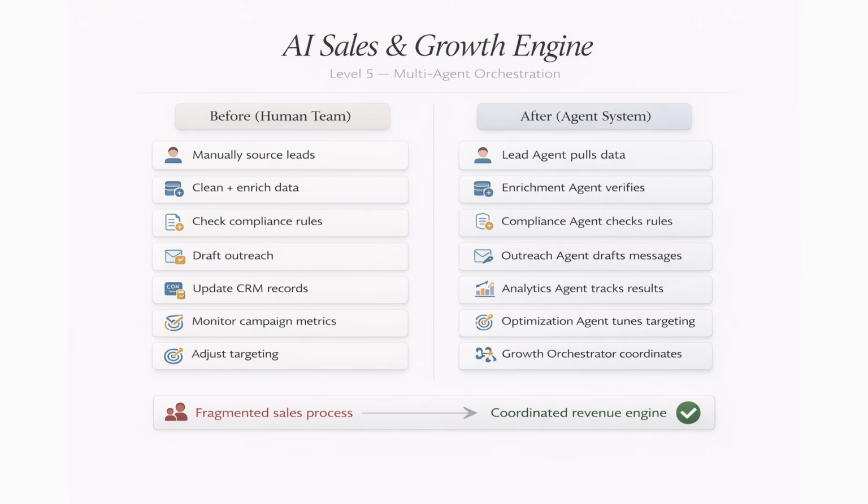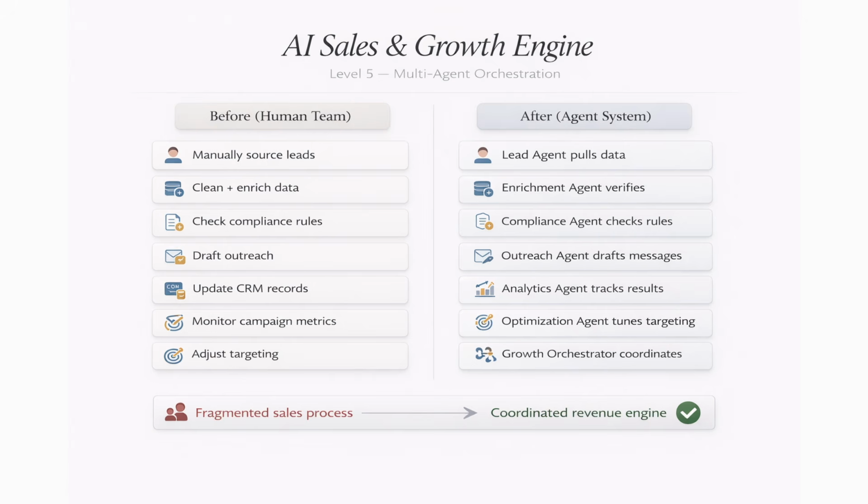Example 2, a marketing and growth agent team. So imagine there's a B2B company. They want lead scraping, enrichment, outreach, CRM updates, campaign monitoring, cold email, performance analytics. At level 5, this looks something like a lead agent that pulls leads via approved APIs. Maybe you're using Phantom Buster, Clay, Apollo, any of those things.